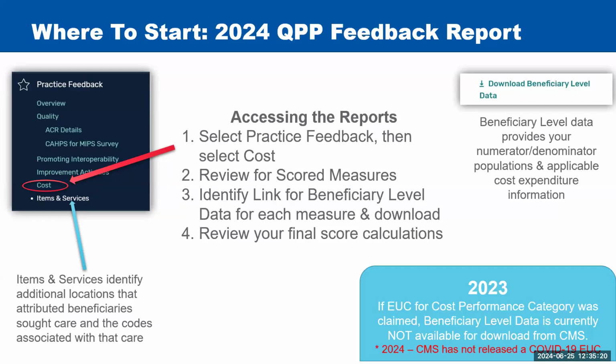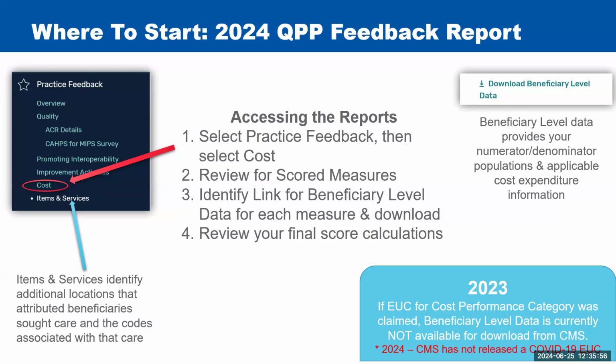Now, some folks were able to claim an EUC for cost for 2023. Not all of our folks did that, but some have. For 2024, CMS has not released a COVID-19 related exception or hardship. So I don't think we can fall back on that this year. So we have to take into account that we're very likely going to get scored on 2024. So if you haven't been before, it's very likely 2024 could be your first year.